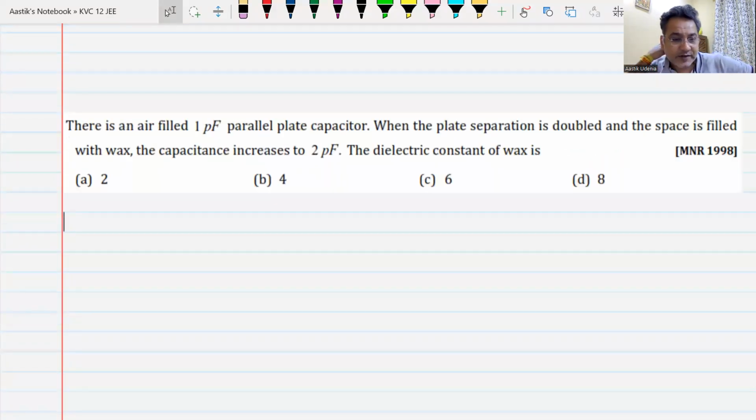There's an air-filled parallel plate capacitor of 1 picofarad. When the plate separation is doubled and the space is filled with wax, the capacitance increases to 2 picofarad. What is the dielectric constant of wax? It is completely filled up with wax. Can I have an answer?